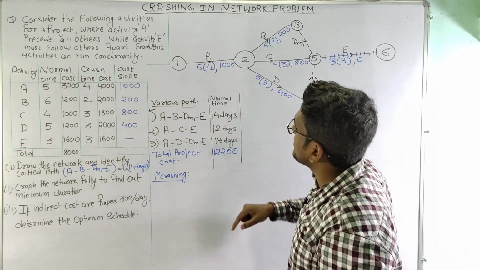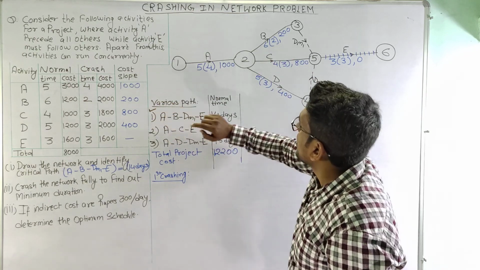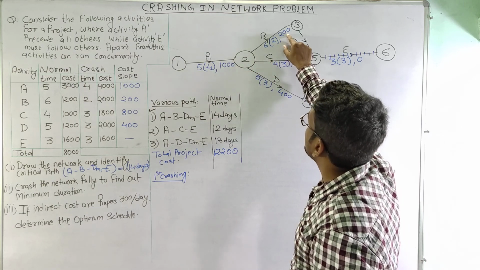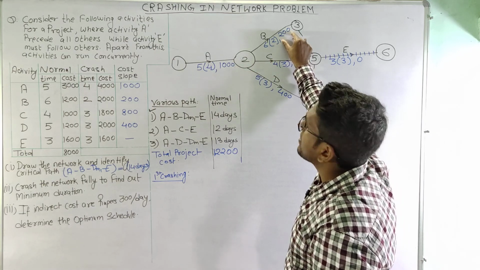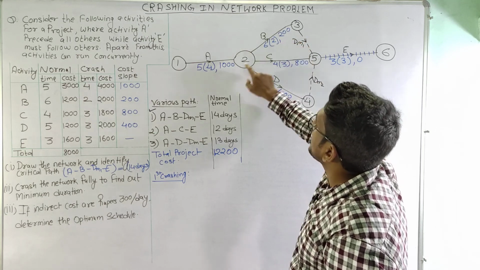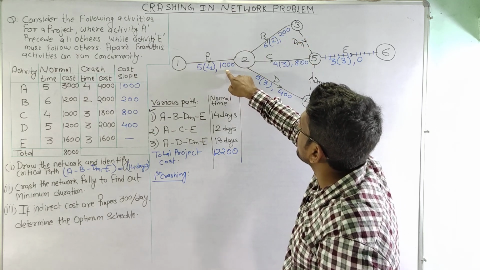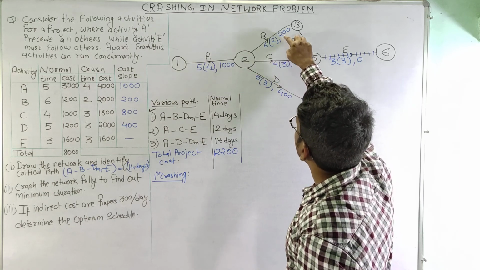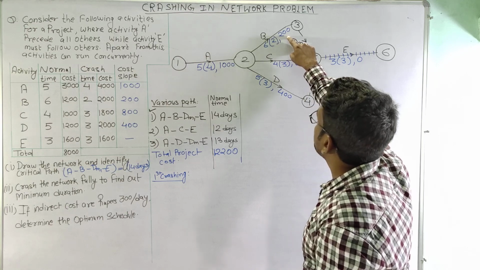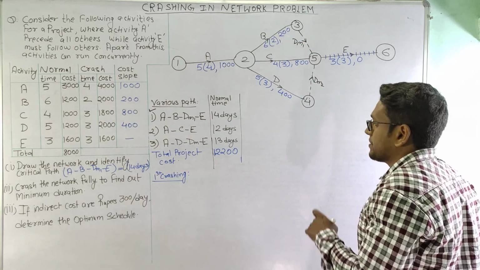So we will see the cost slope here. So cost slope for A is 1000, for B is 200. That means the increase in the direct cost is rupees 200 per day, whereas for activity A it is rupees 1000. So we will definitely go for the lesser slope, or we will select the activity B for crashing.